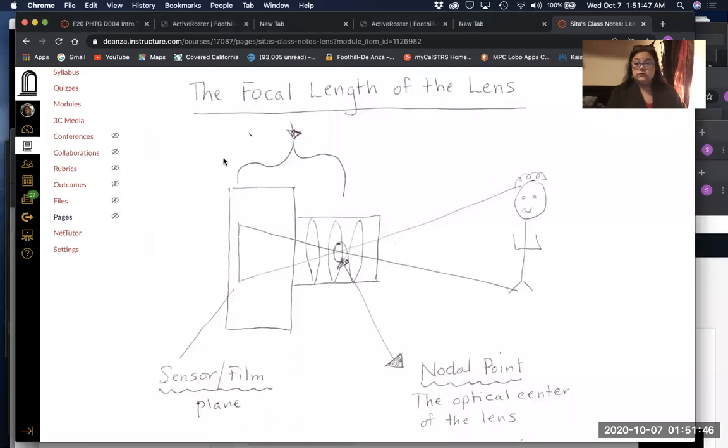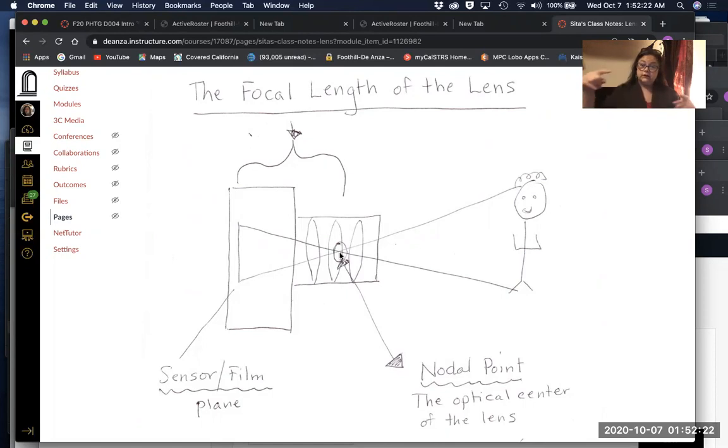So lenses are described by what's called their focal length. The focal length of the lens is not the physical length of the barrel of the lens, but the distance between 2 points, one of which is located in the lens and the other of which is located in the body of the camera. The first point, located in the lens, is called the nodal point, and it is the optical center of the lens. That is the point at which light is focused within the lens.